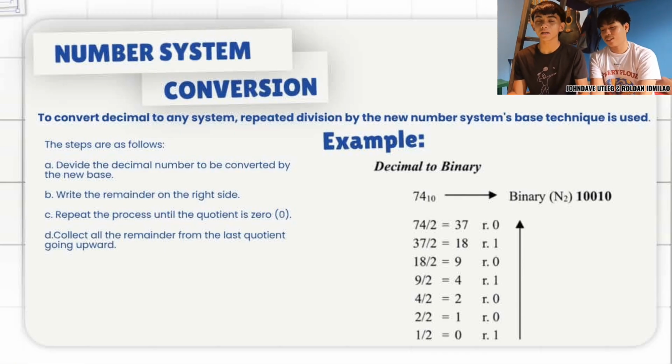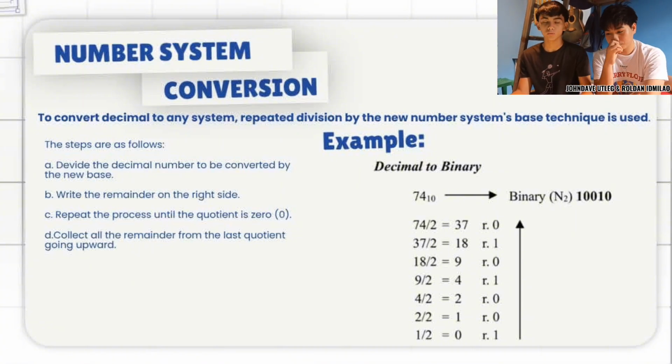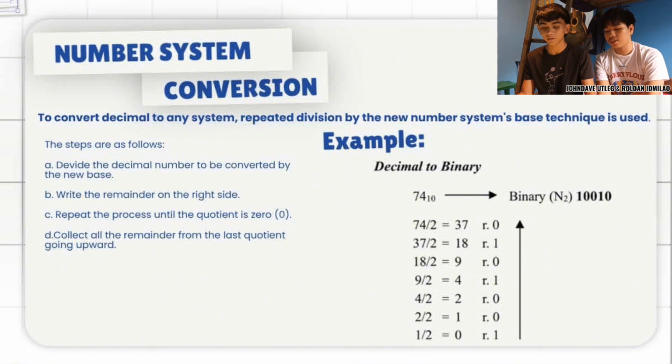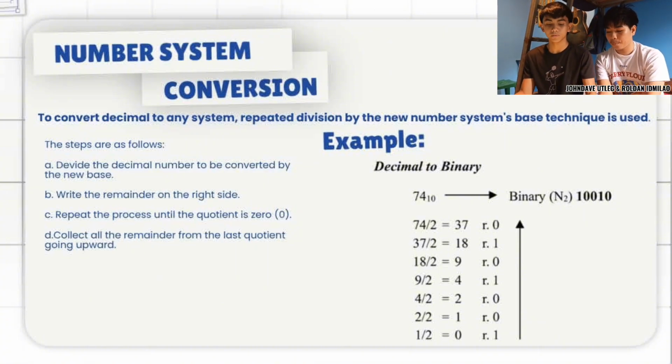Number system conversion. To convert decimal to any system, the repeated division by the new number system base technique is used. The steps are as follows. A. Divide the decimal number to be converted by the new base. For example, divide by 2 for binary, 8 for octal, and 16 for hexadecimal. B. Write the remainder on the right side. C. Repeat the process until the quotient is 0. And D. Collect all the remainders starting from the last quotient going upward.